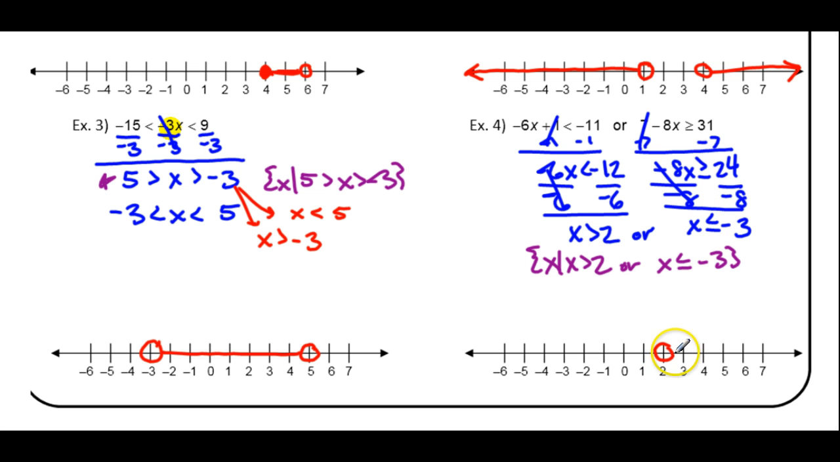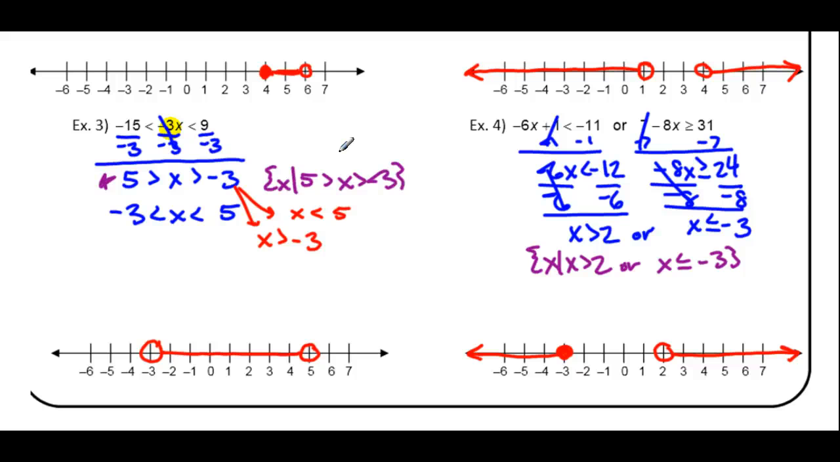X is less and then it's greater than, so we go that way. X is less than or equal to negative 3. So we're going to go to negative 3, and we're going to use a closed circle because it's equal to negative 3 as well. But then we're going to go left for less than. Disjunct for or.